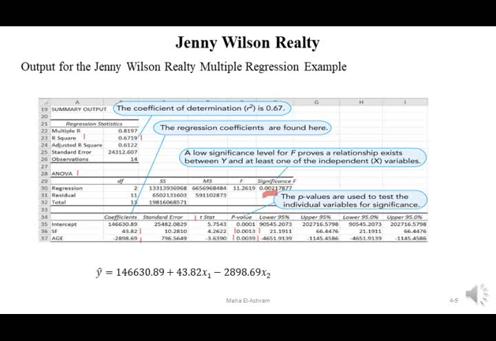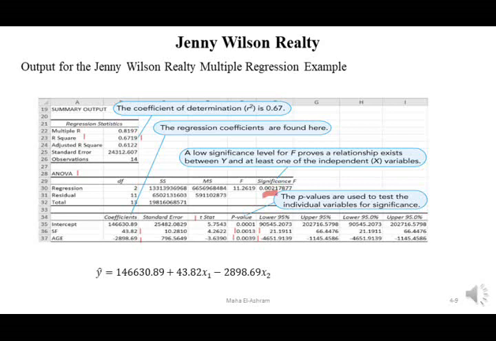The test concerning beta 1, which is the coefficient of the size, gives me a p-value which is 0.0013. Of course, when I compare this value to alpha, I will directly reject H0 and accept H1, which means that beta 1 is not equal to 0. So this means that beta 1 is significant.